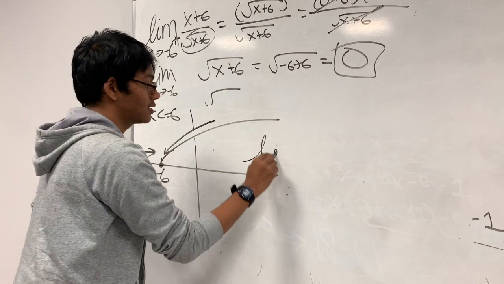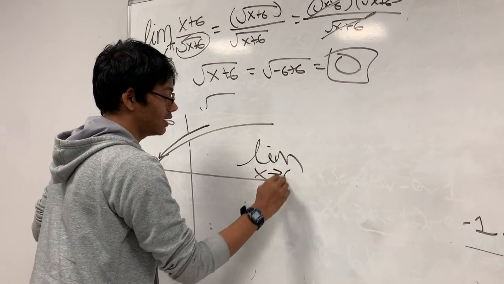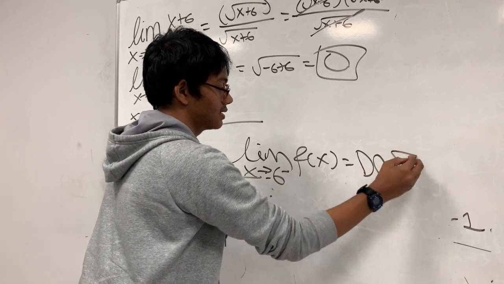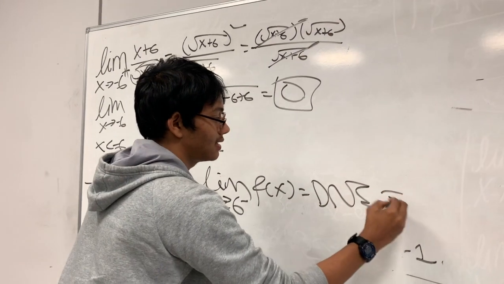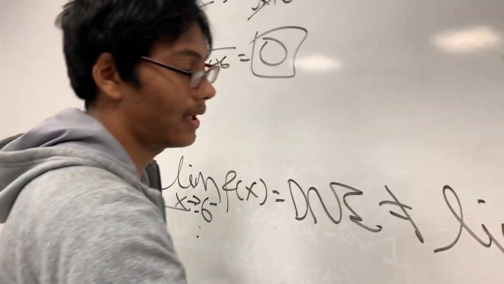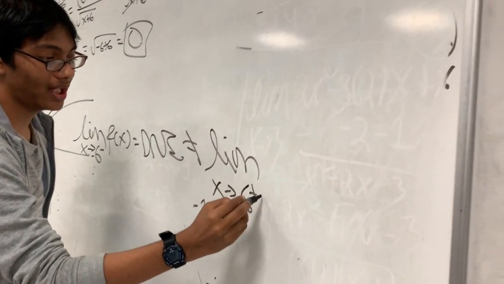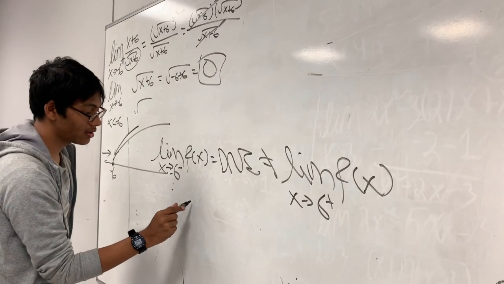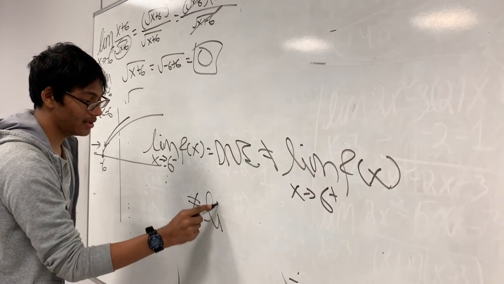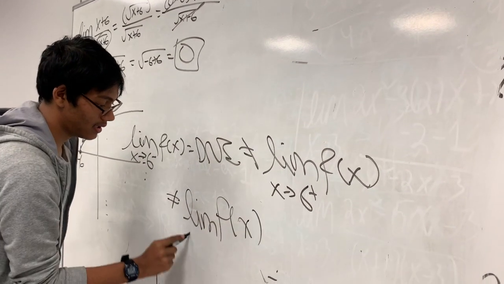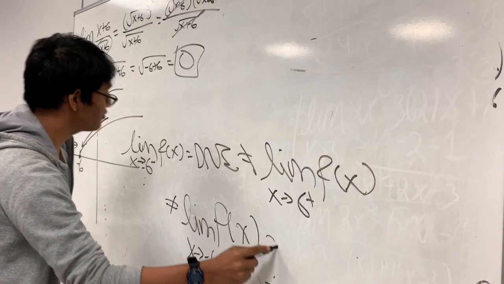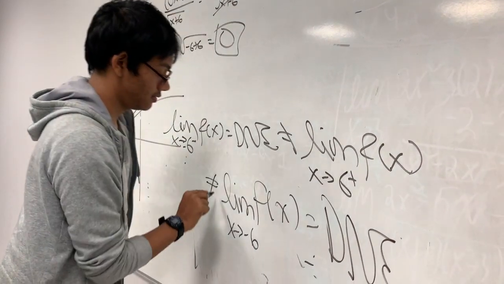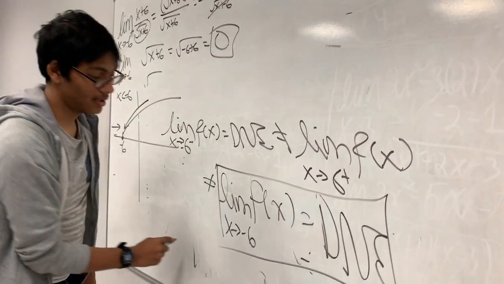And so because the limit as x approaches -6 from the left hand side does not exist, and because that's not equal to the limit from the right hand side, because the left and right hand side limits are not equal, we can conclude that the limit of f of x as x approaches -6 of this square root function does not exist. So that's the answer, and thank you for watching.